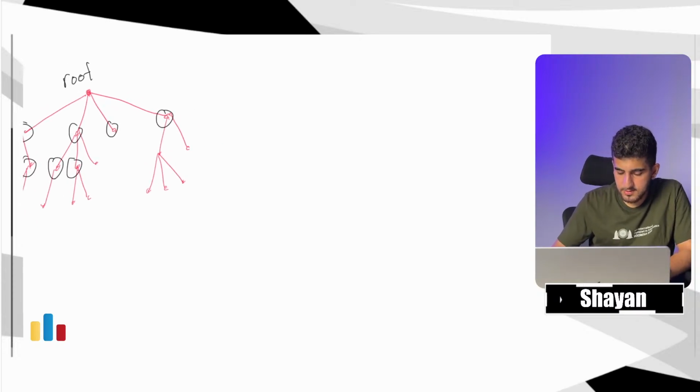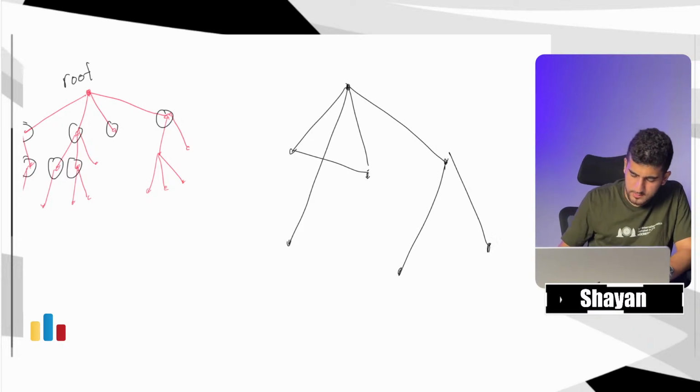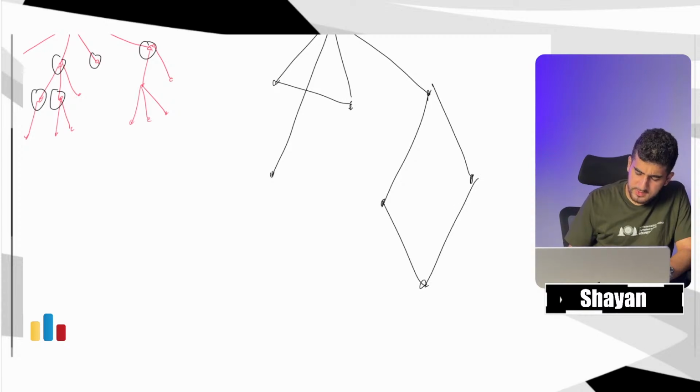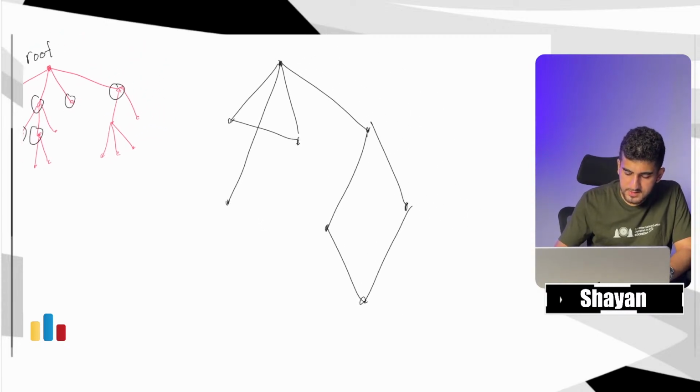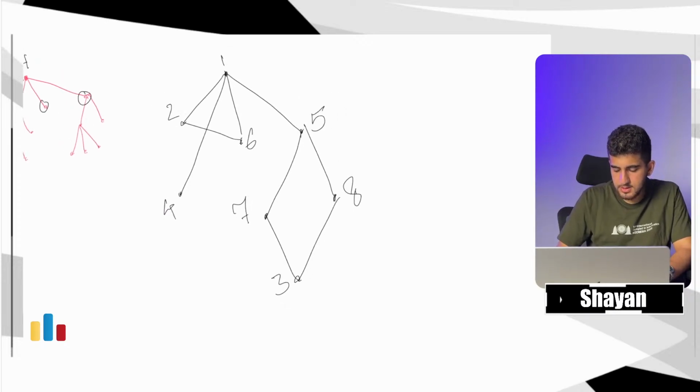Let's have an example. So assume that this is my graph. This is the graph I have. This is vertex 1, 2, 3, 4, 5. Let's change the numbers so that it's more random. 7, 8. Okay, so this is my graph.